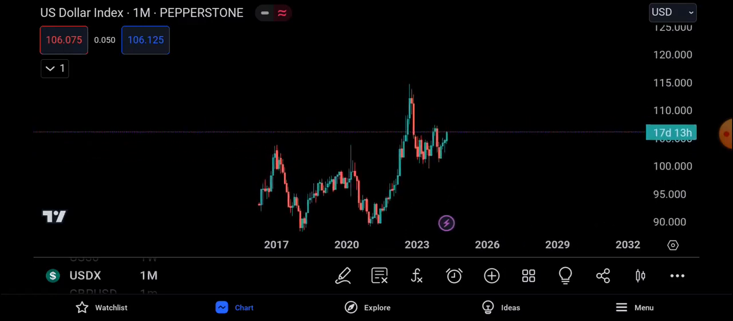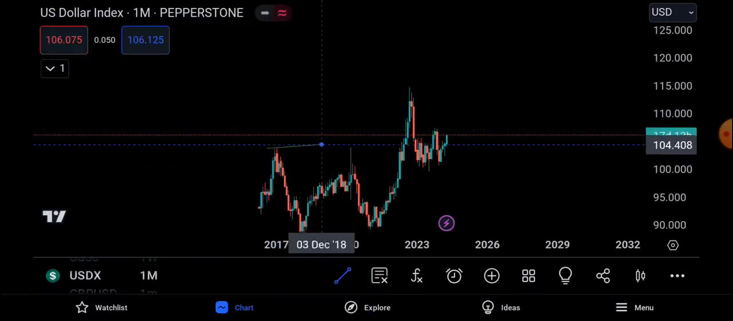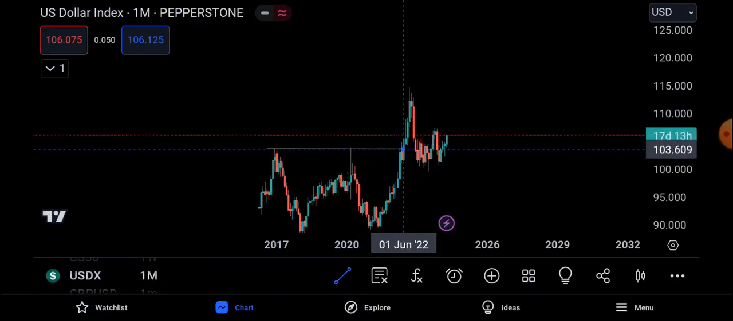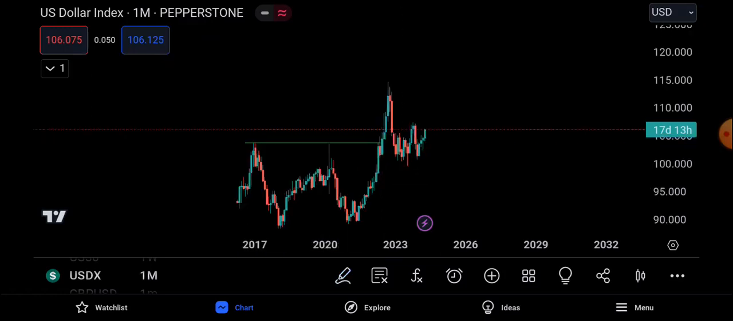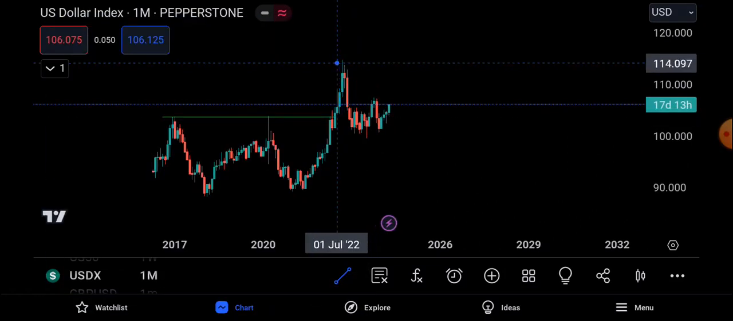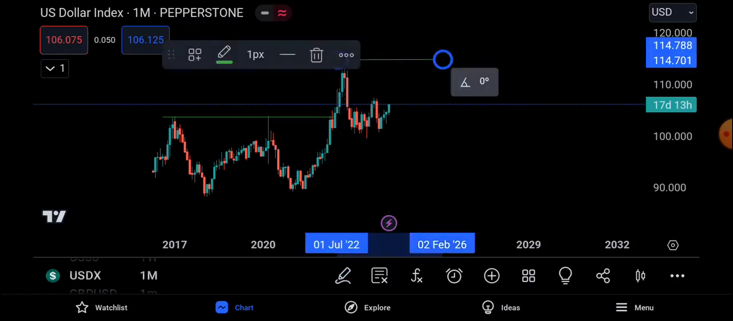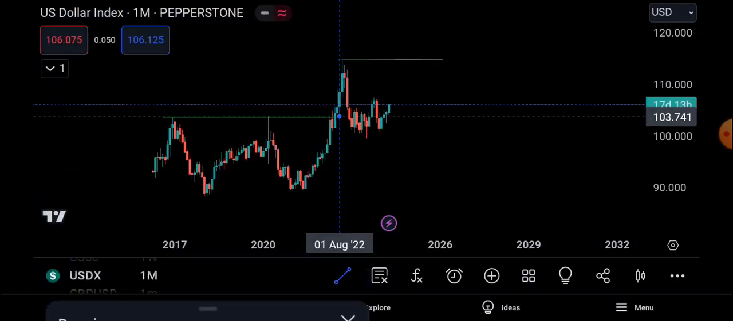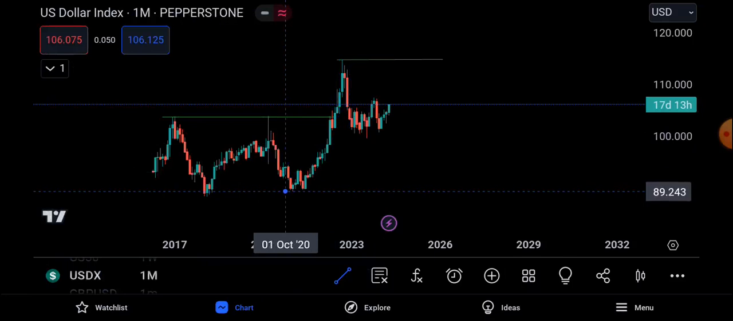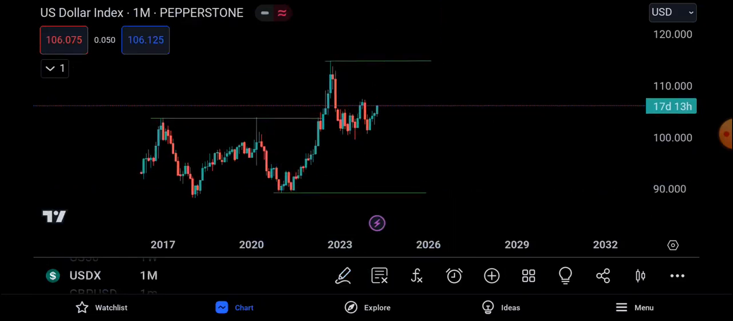So right off the bat from here, I'm going to mark a break, but I'm also going to mark these equal highs out here as they were liquidity. Boom. So now I know that my trading range is this right here, from this high to this low right here. Okay, so that is my trading range.